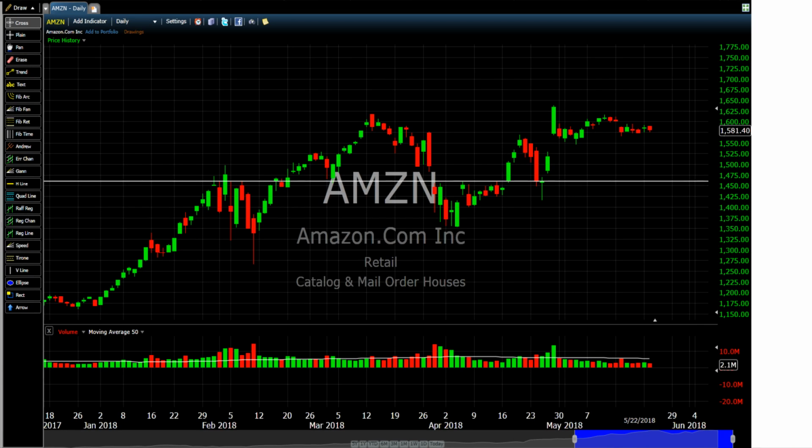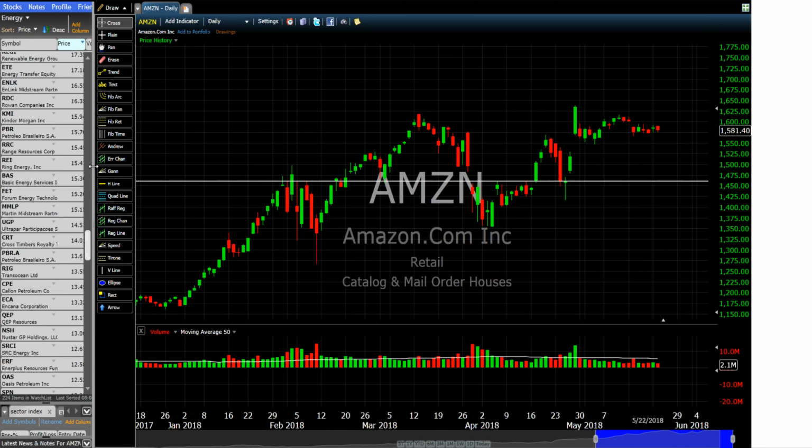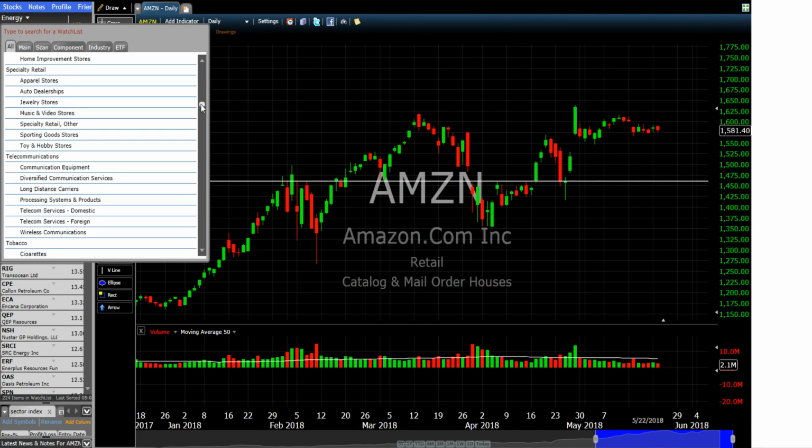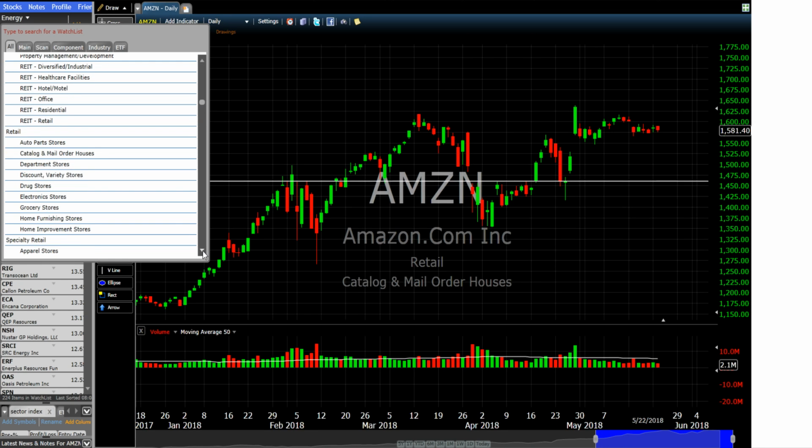Let's see. We go to the chart. I will show you. It's just an idea. Now, Amazon is in retail, and the industry is called catalog and mail order houses. So how can you check other stocks in the same sector, which is retail, and in the same industry? You go to the chart and you go to the sector, which is retail here. Okay, this is the retail sector, and you choose your catalog and mail order houses here.